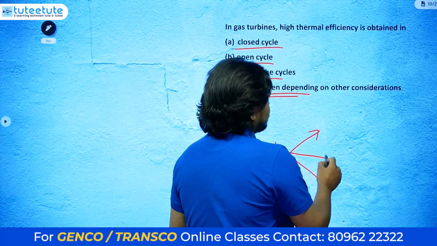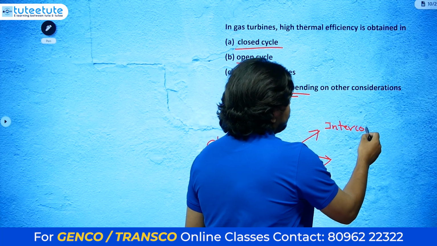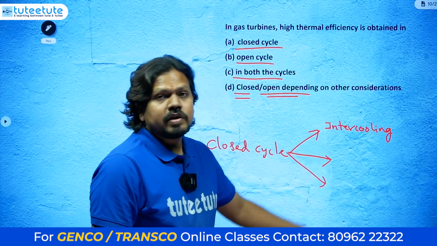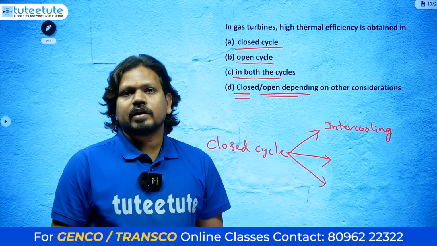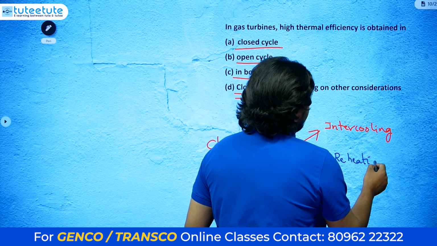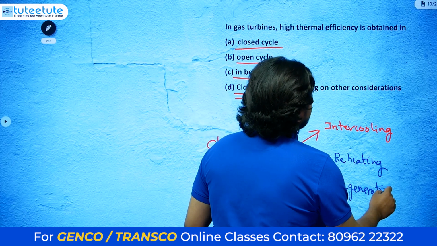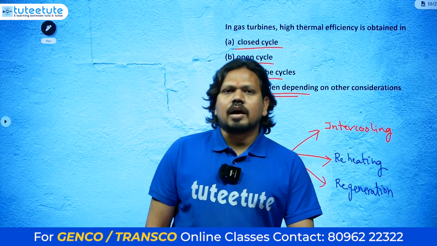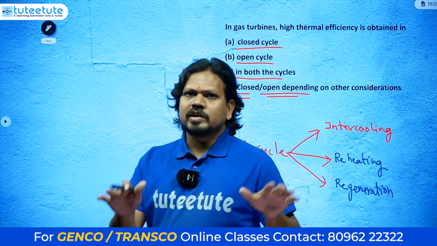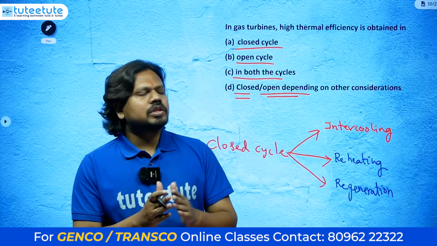There are three kinds of considerations for this open cycle. One is intercooling. We have explained this in the classes. Just check these three concepts, whatever I am writing here, very, very important. From these three only, there will definitely be one question. Intercooling is one, another is reheating, another is regeneration. So what are these three? Intercooling we do at the compression time. Whenever you are compressing, there is no need to use a single compressor; you can use intermediate compressors, like low pressure compression and after that high pressure compression. In between, we do the intercooling.